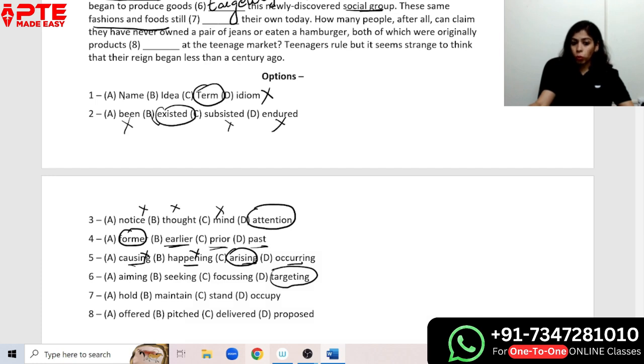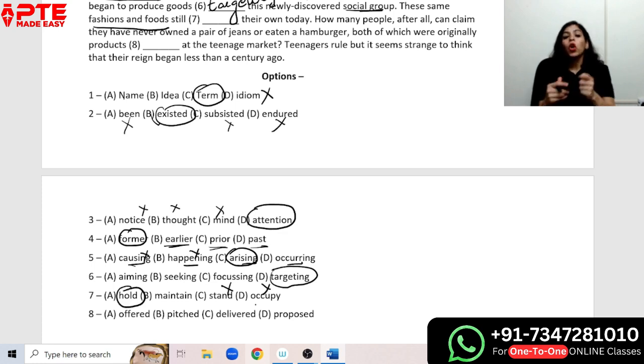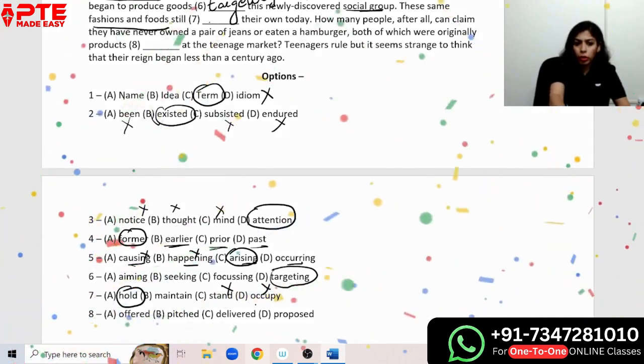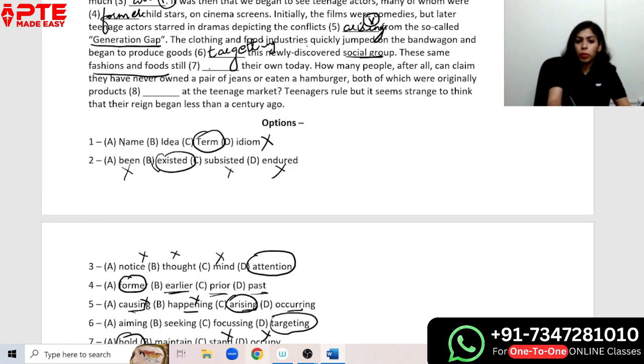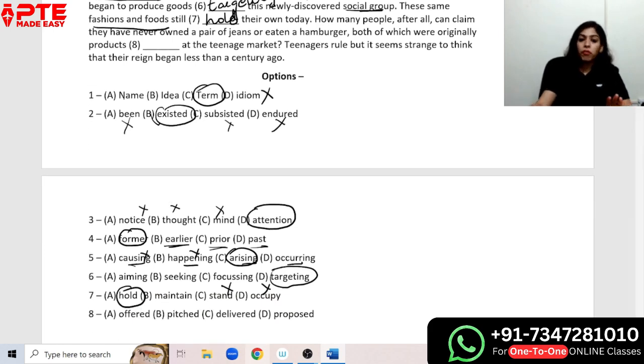Dash their own today. Hold their own, maintain their own, stand their own, or occupy. Definitely the answer will not be stand or occupy. It will be hold their own, hold their work, hold their stand, hold their level, or hold their hierarchy, whatever it is. They still hold their own today. Some verb was going to come and all four options will be verbs.